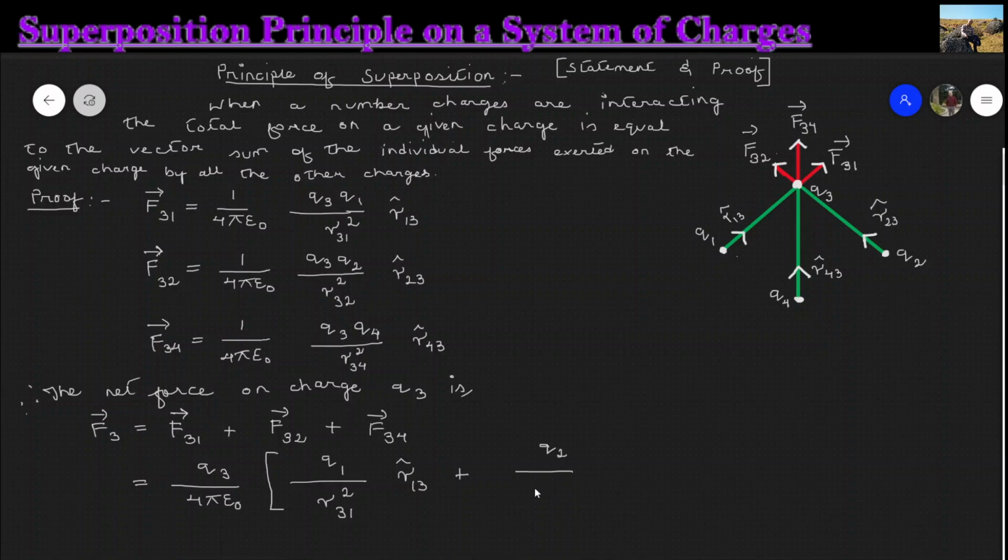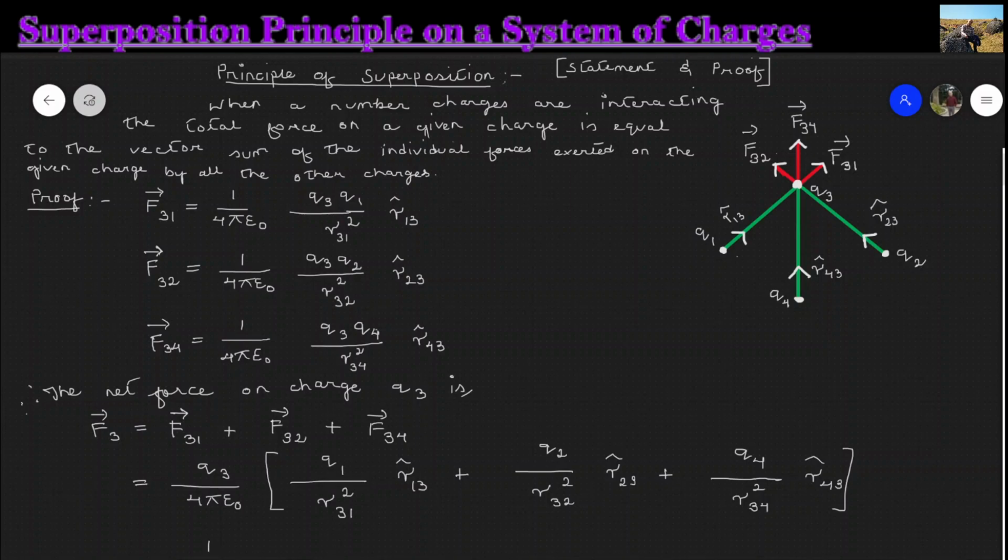Plus the second one will be Q2 divided by R23 square, and this will be with unit vector R23. And simultaneously over here, this will be what? Q4 divided by R43 square, and this will be R43 again. So this is that expression. Now, we can rewrite this expression. This is that force. And over here, we can introduce the summation sign.